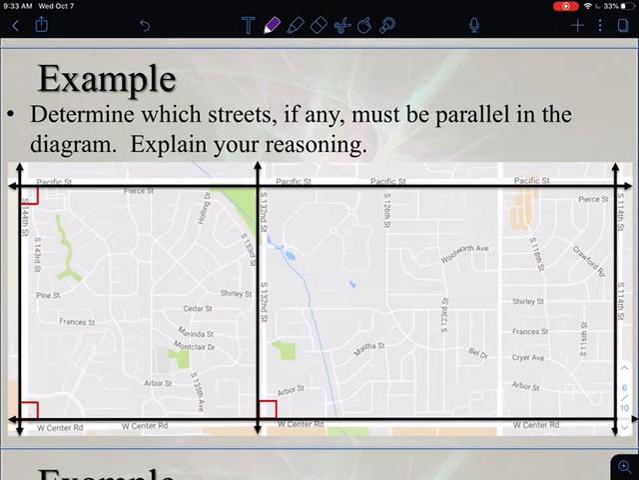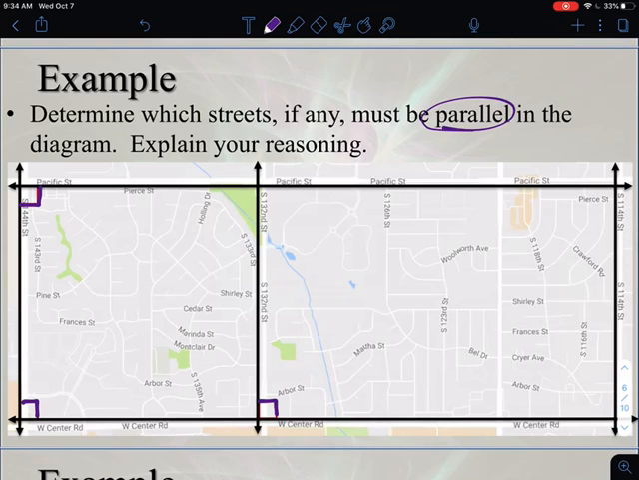So an example of what you might see with this, it says determine which streets, if any, must be parallel in the diagram. So we're trying to find parallel lines in this picture here. So as we're looking at the map here, we have some things to take note of. So we have this right angle, and this right angle. Now, what we're trying to figure out here is which lines are parallel based on that information.